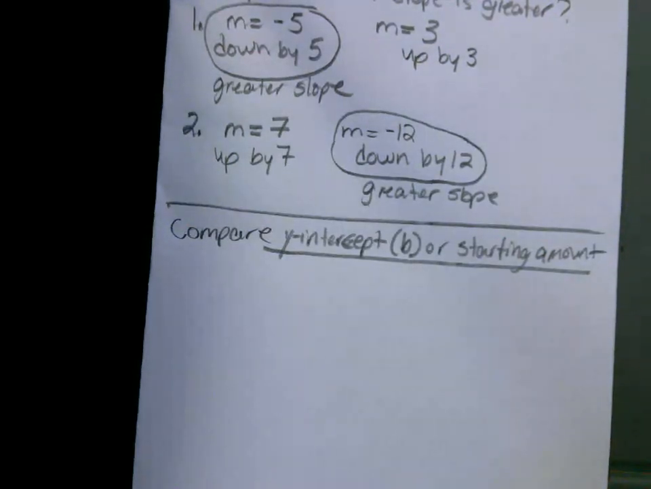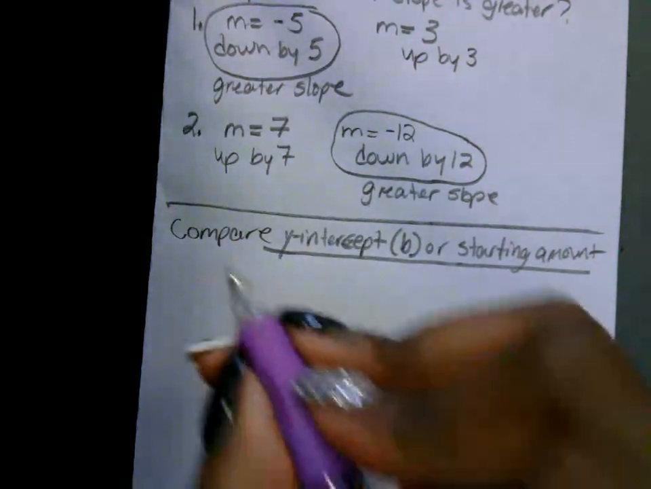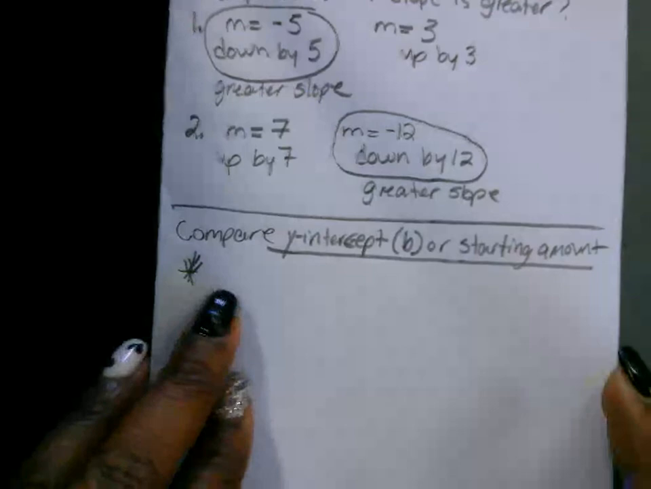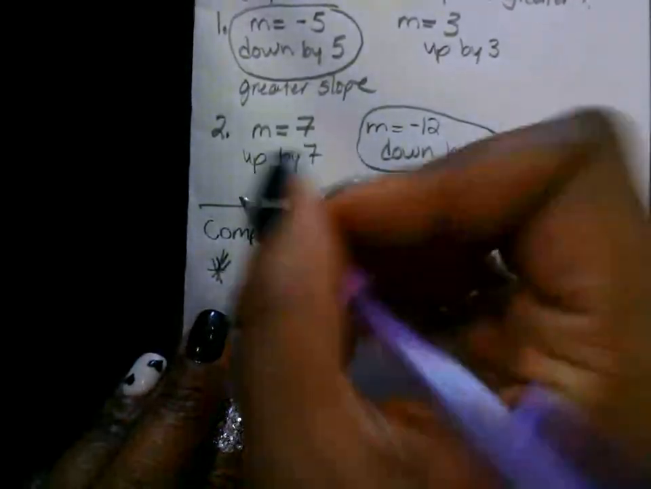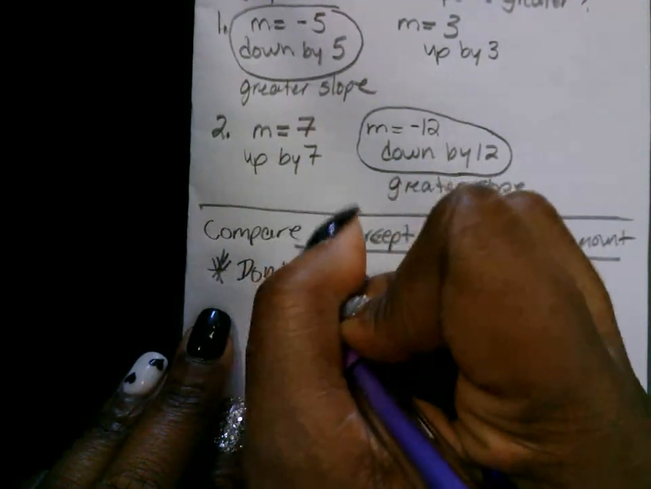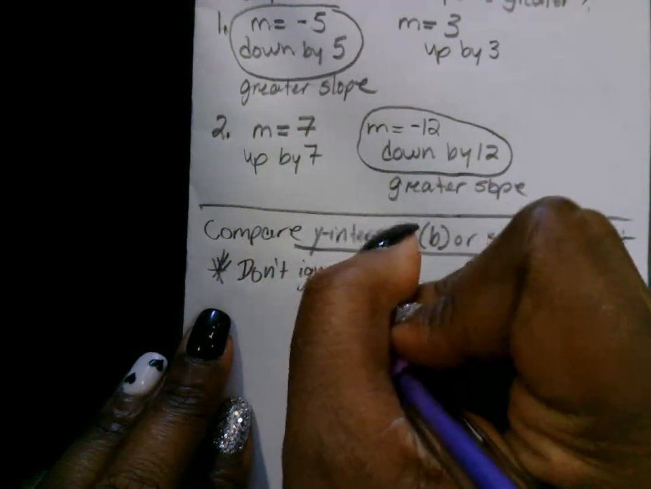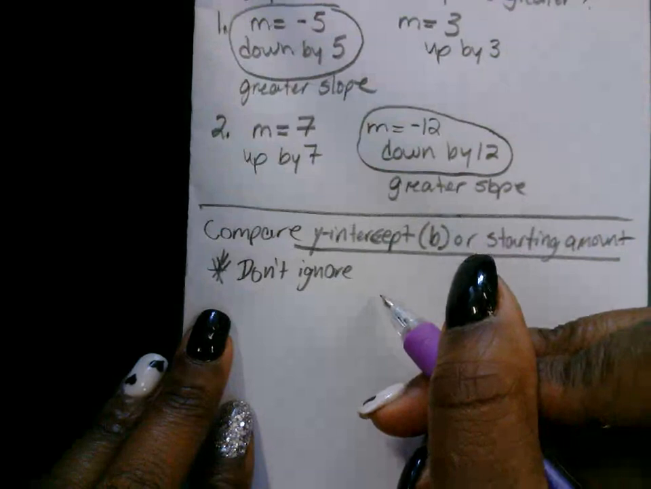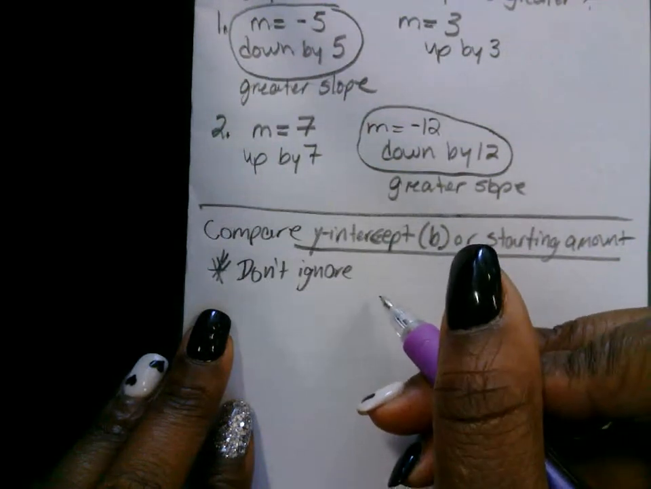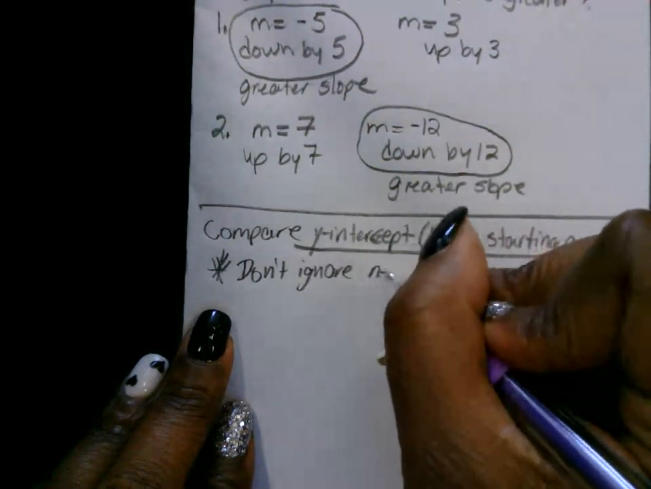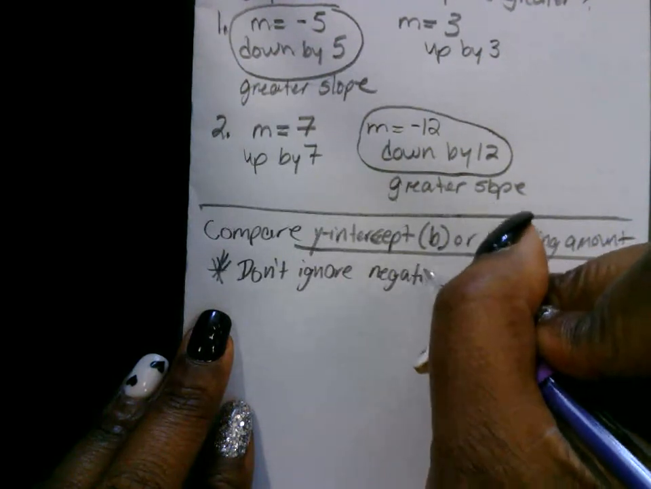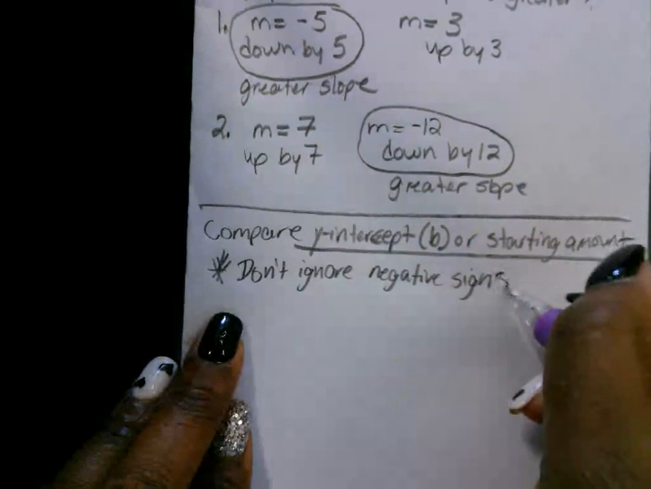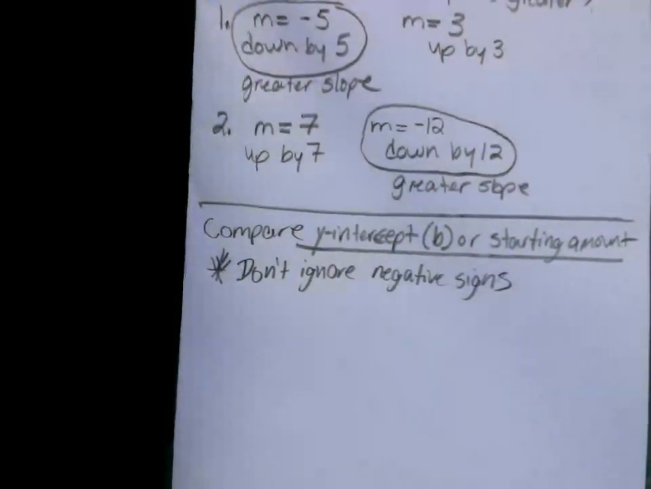So here, guys, you cannot ignore the negatives. So this time, don't ignore the negatives when you are comparing from least to greatest. Don't ignore that negative. Unlike the slope, you ignore the negative. But when you're comparing the y-intercept, do not ignore negative signs. Okay, I'm going to pause for the calls, give us a chance to write.